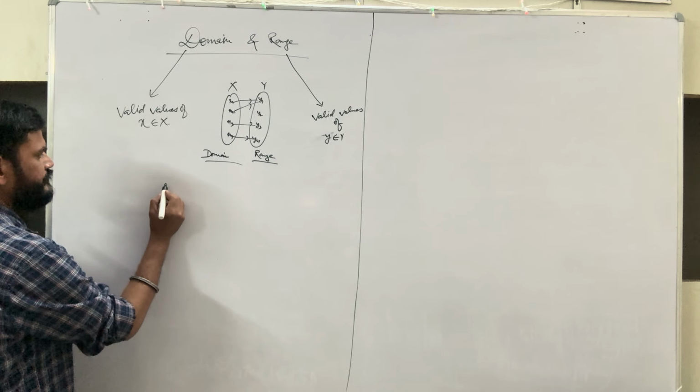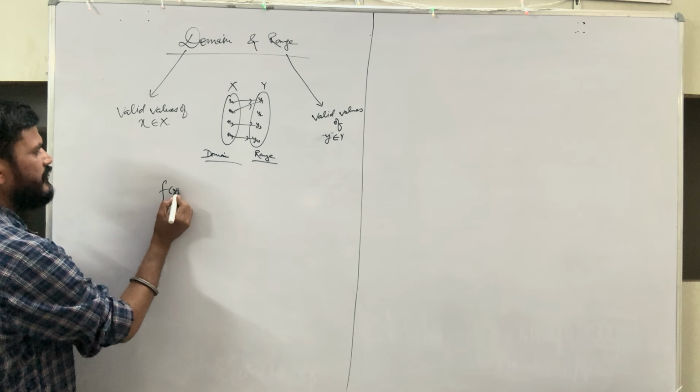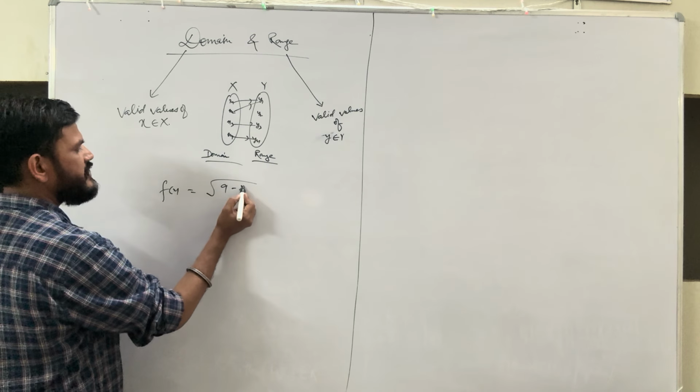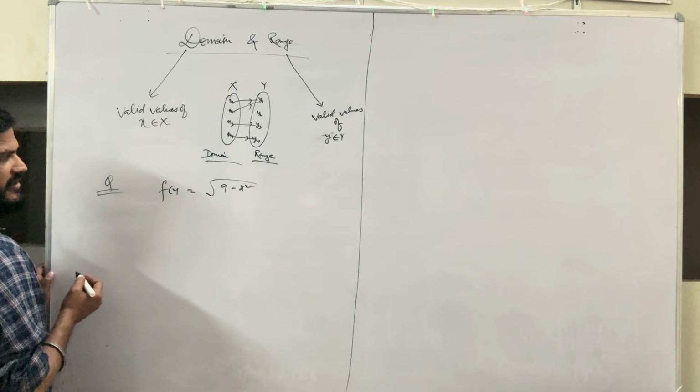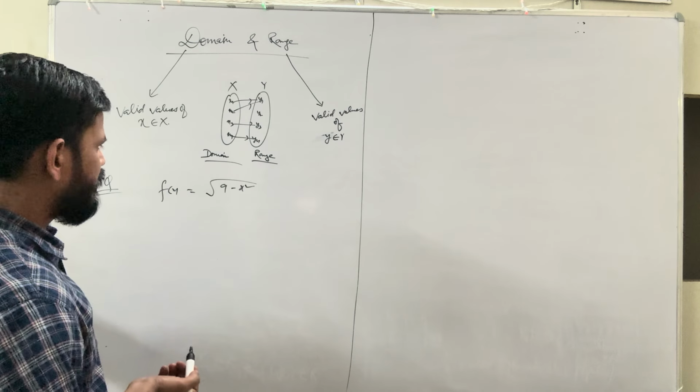So you see, let us take an example. f(x) equal to square root of 9 minus x square. We need to find its domain and range. So domain should be the valid values of x.